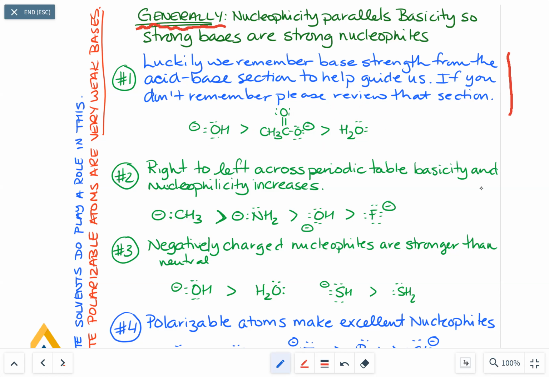The second arrow here, right to left across the periodic table, this is exactly what we did before as well. Carbon is less electronegative than nitrogen, so it's less able to stabilize this negative charge, so it is more basic. And it's also going to be a better nucleophile too. So this is just the same trend we had before. And I got ahead of myself.